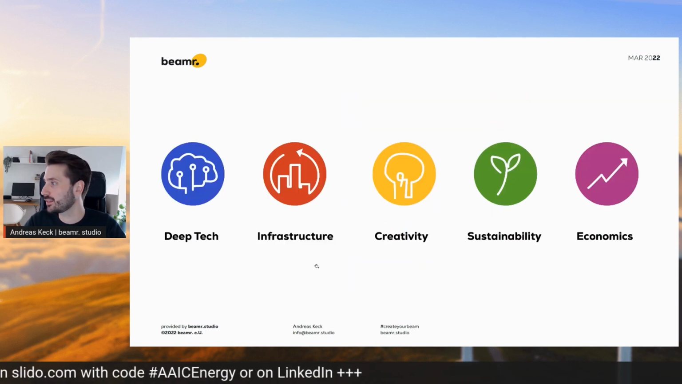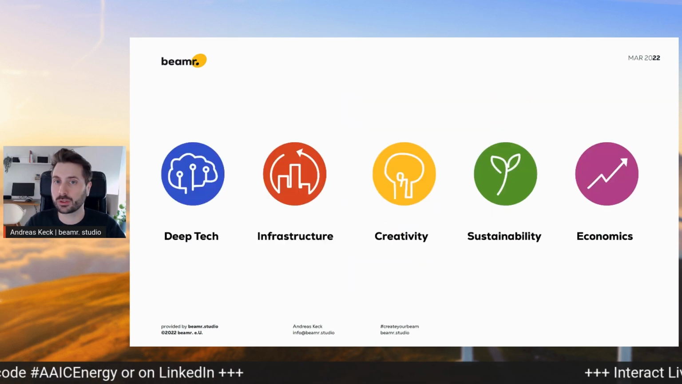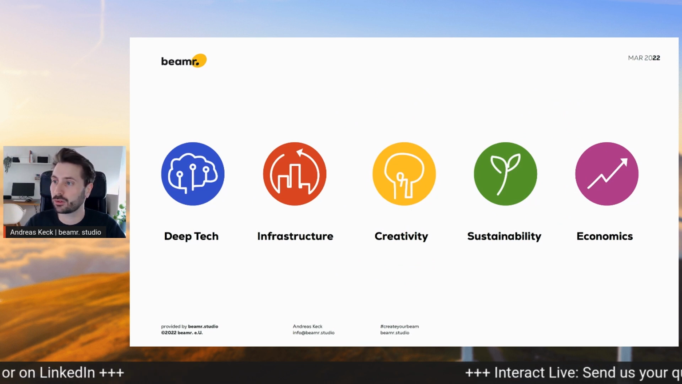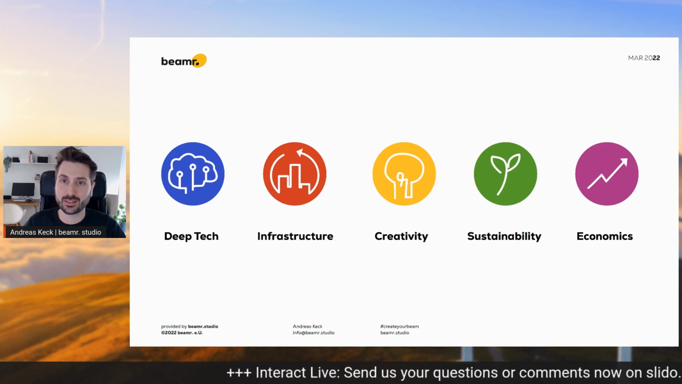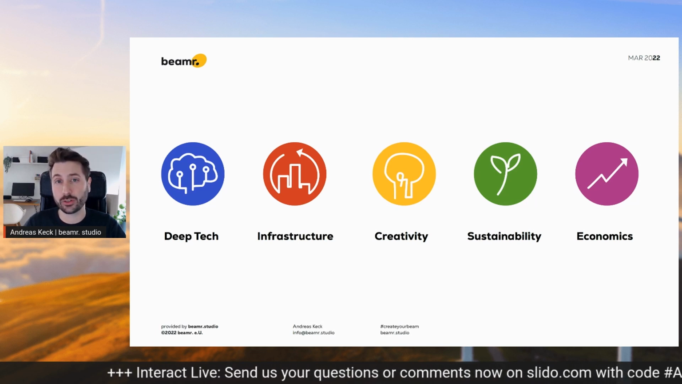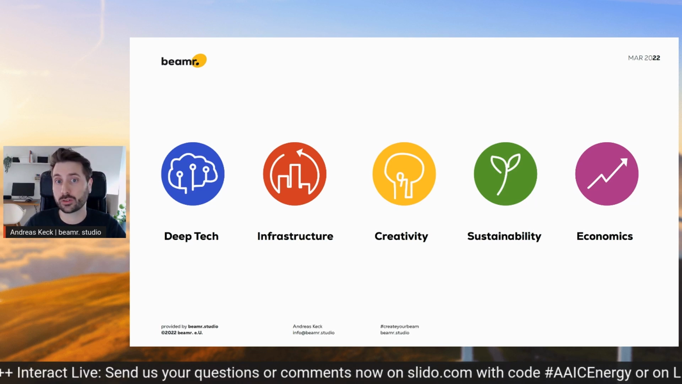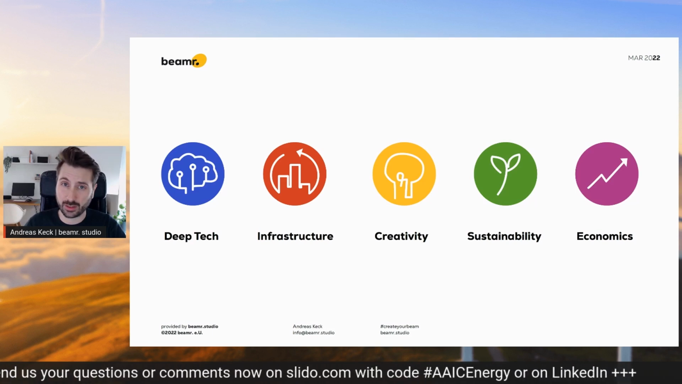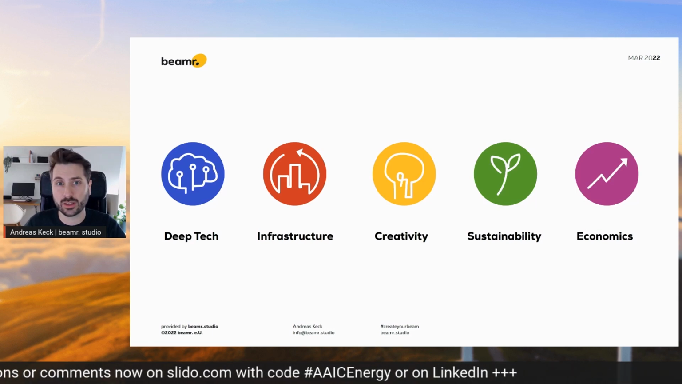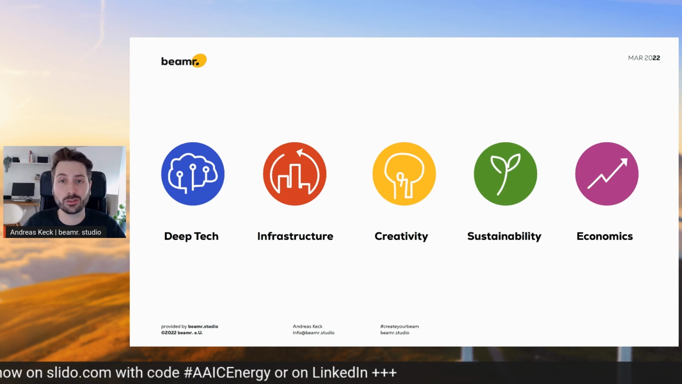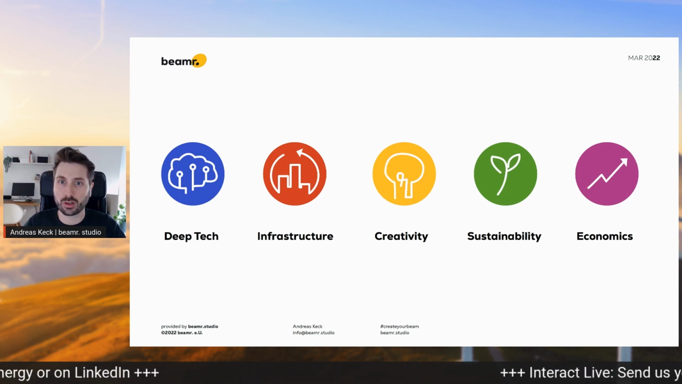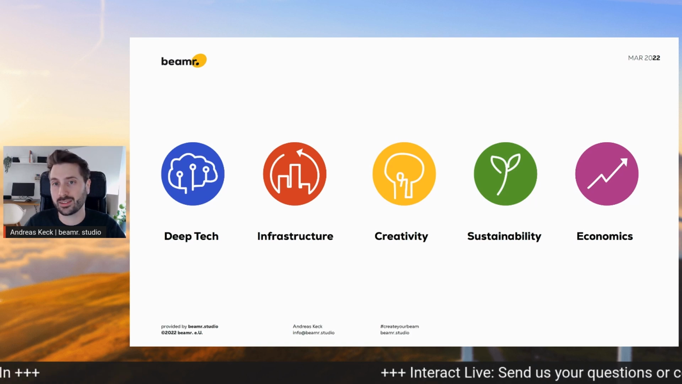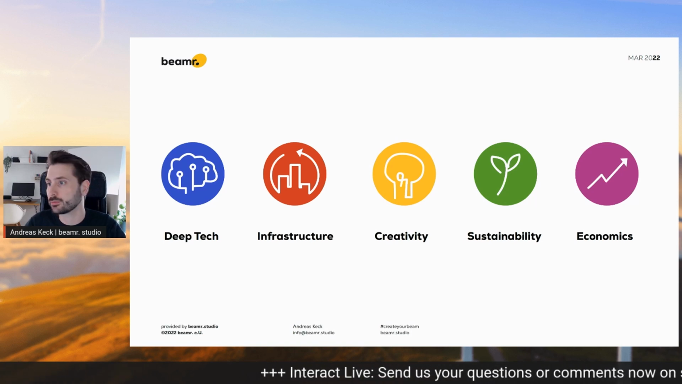Here, so you can see it a little better. Blue for deep tech, standing for security and order. Infrastructure, red, symbolizing attention and urgency. Yellow for creativity, positivity, and communication. Green, the color of growth and balance, for sustainability. And purple for economics, symbolizing financial abundance.